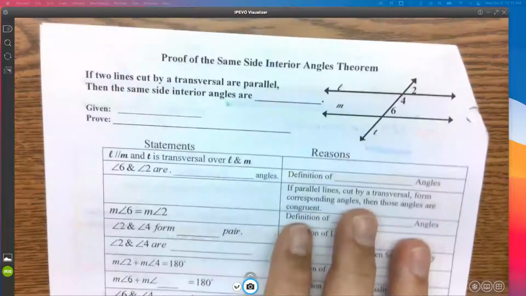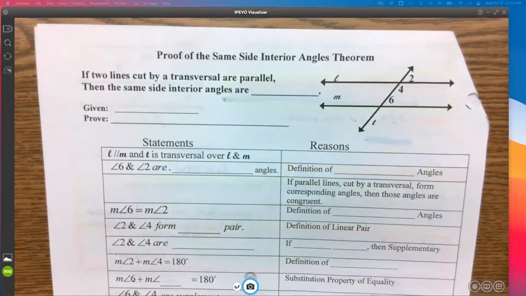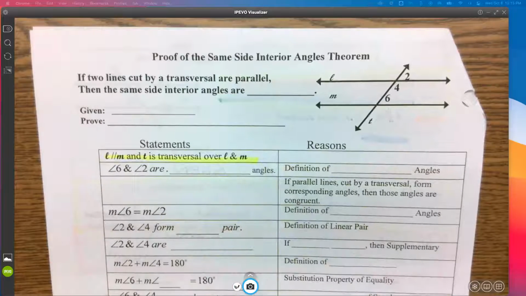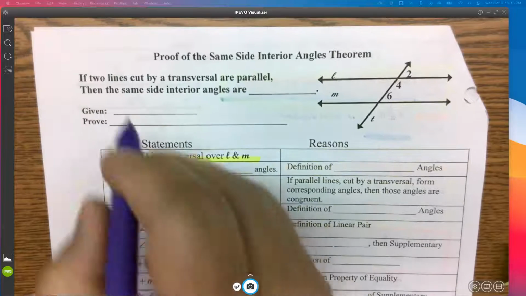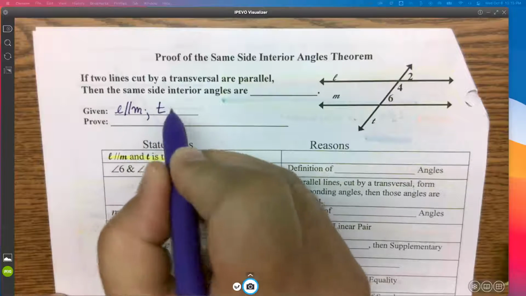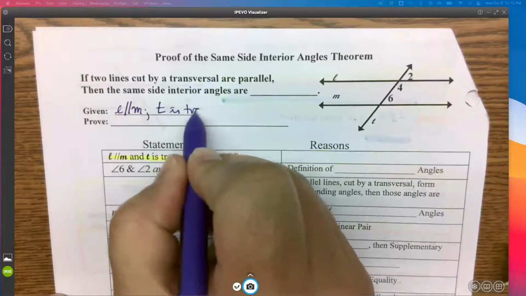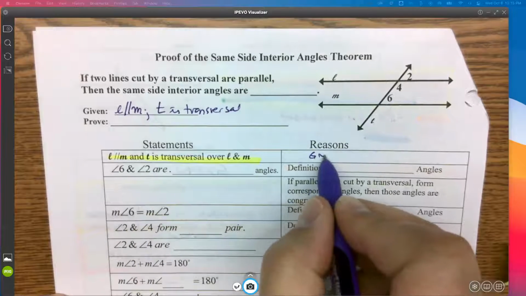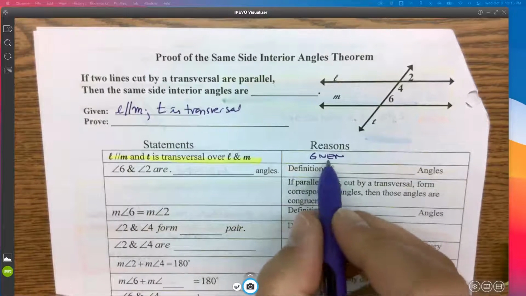Third proof of the day. This one's a little bit different. It starts the same. It still has the exact same given, which means my given here is exactly the same. L and M are parallel. T is transversal. And my first step has a reason of given.